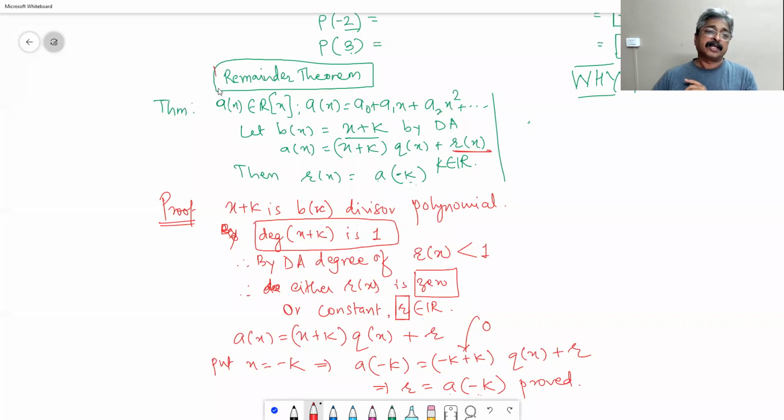This is called the remainder theorem. Very, very useful theorem eventually. And the proof is based on the division algorithm. That is where we stop for the day.